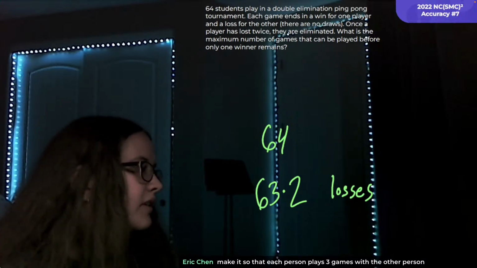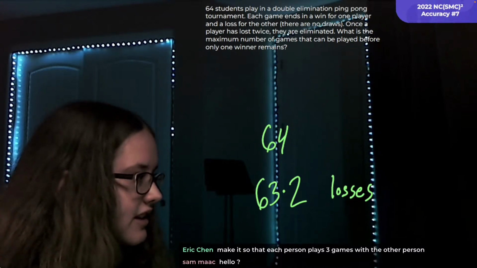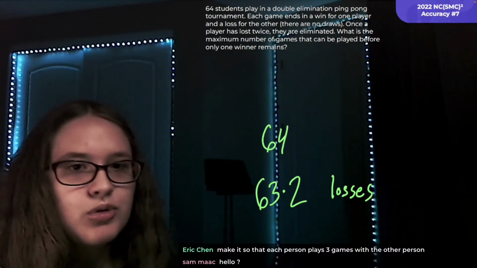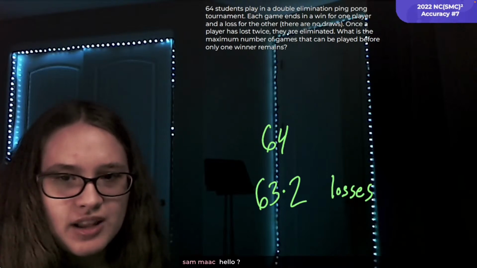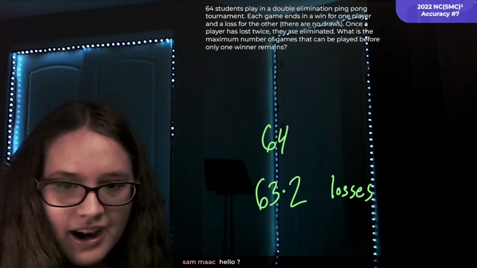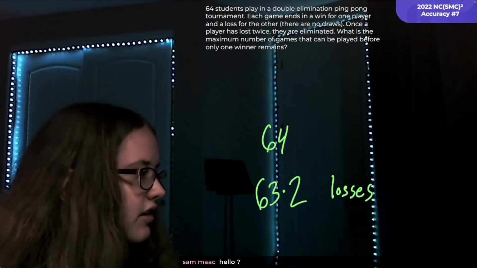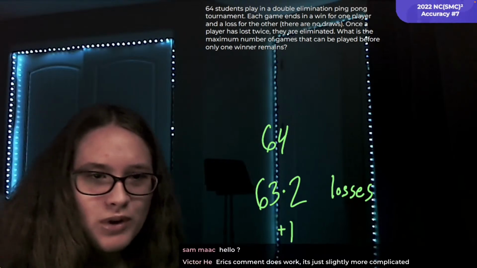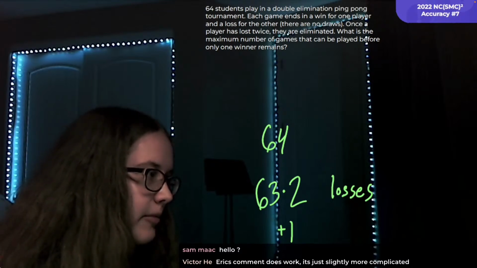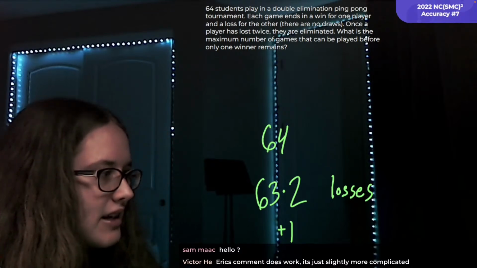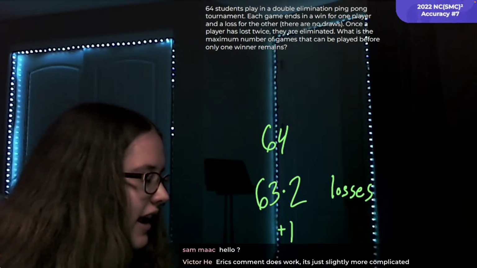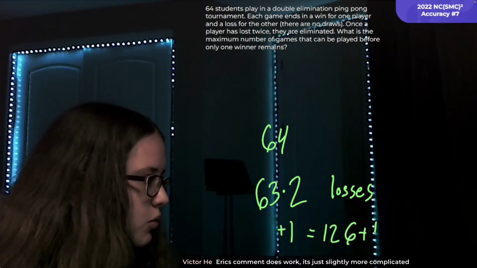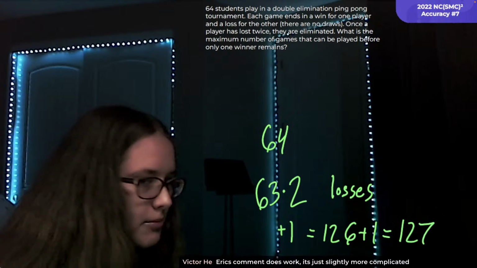And yes, hello, Sam. So I think what we're going to do instead is we're going to say that we're going to have 63 times 2 losses for the 63 people to be eliminated. And then we can also throw in 1 bonus loss for our winner, so they won't yet be eliminated, but they're halfway there. And then if we add those, that's 126 plus 1, or 127, I believe.